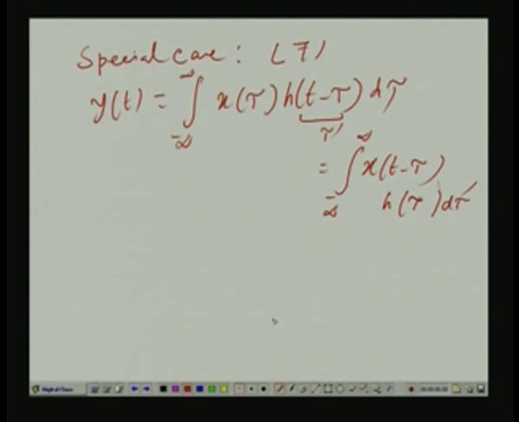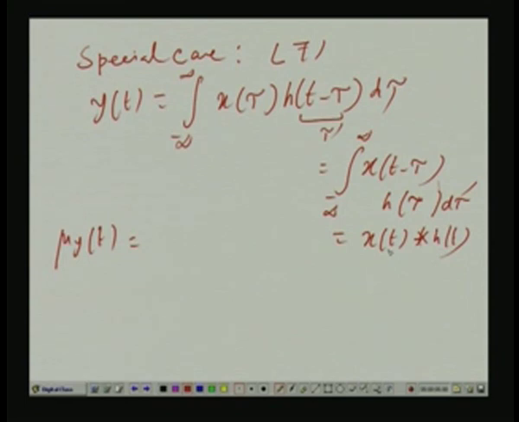Okay. In such a case, mu y t is what? And this is called convolution. This is called convolution between two functions x t and h t. This is the formula.